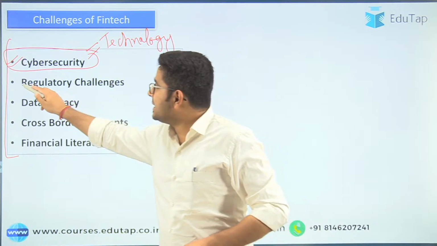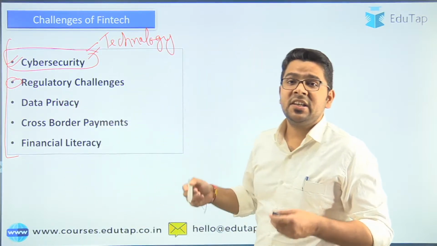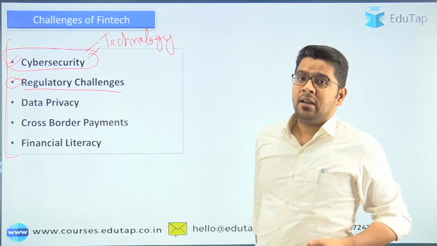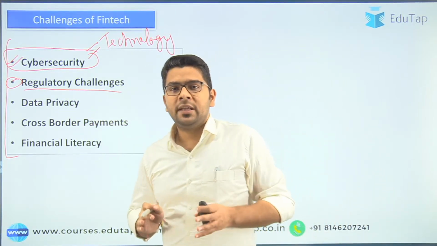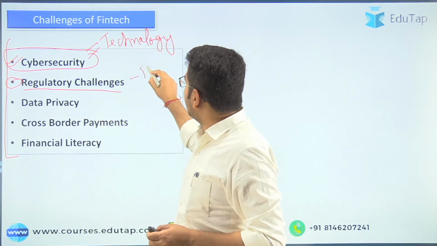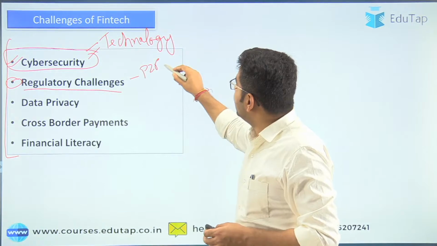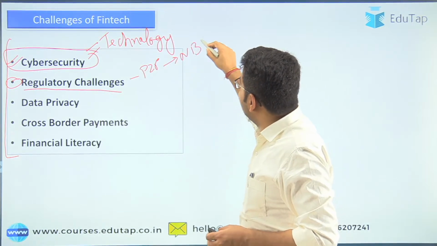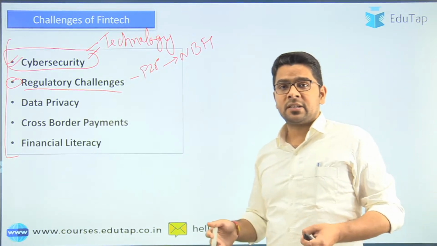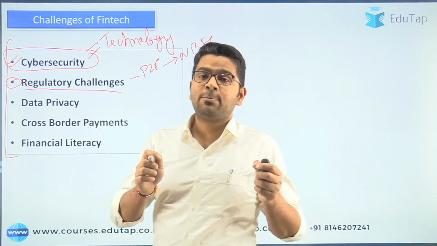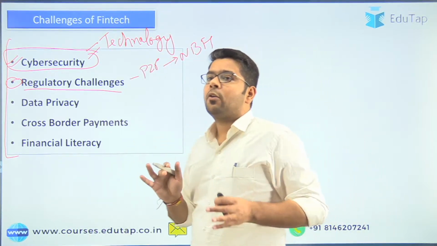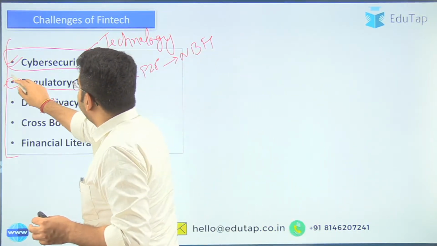Then the second challenge is basically a challenge in India: regulatory challenges. There is no proper regulation for fintechs. Though there is one aspect, we are talking about P2P lending, we have discussed, so they are treated as NBFCs by the RBI. But what about other fintech companies? There is no such proper regulation, and RBI is thinking of coming up with a proper regulatory framework in this regard.